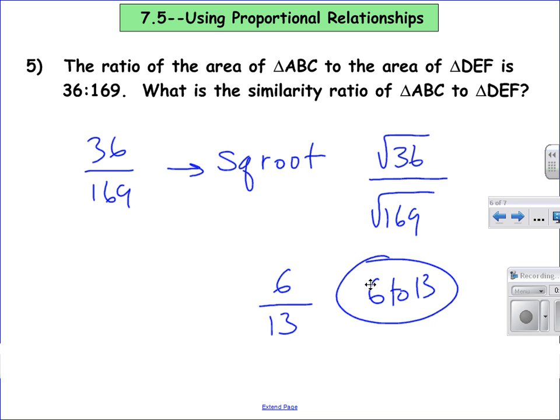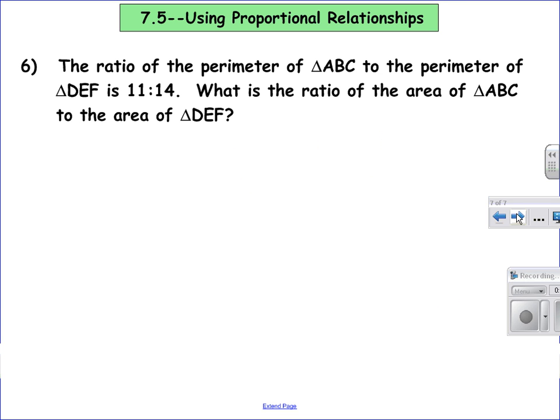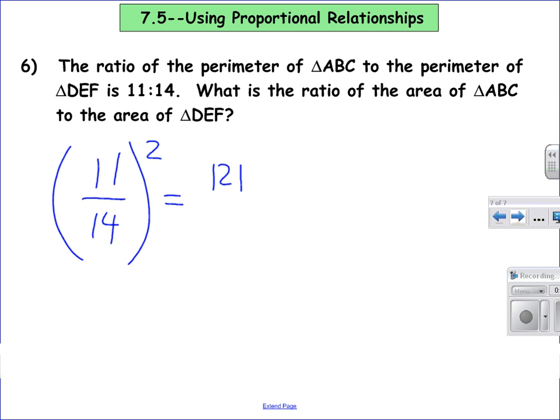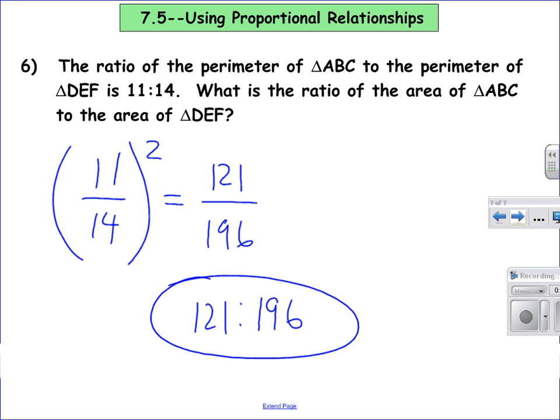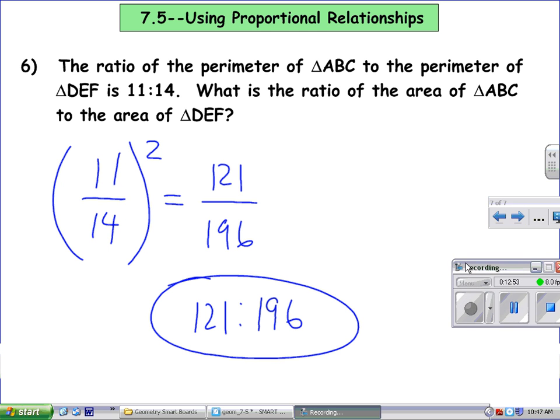And go in the other direction one last time if they just give you the ratio. Oh, this is a nice easy question for us. If the ratio of the perimeter of ABC to DEF is 11 to 14, then if I want the ratio of the areas, I need to square the quantities, and I get 121 over 196. And let's see, so 121 to 196 would be your ratio of the areas of ABC to DEF, and you've answered the question.